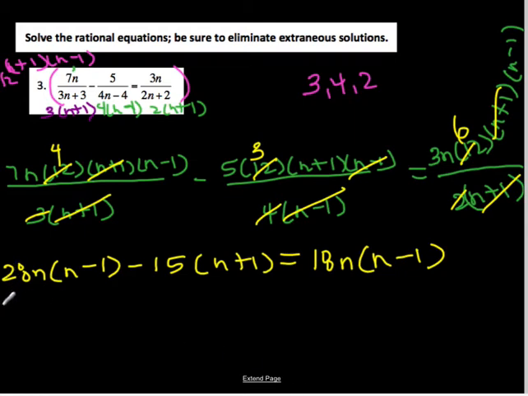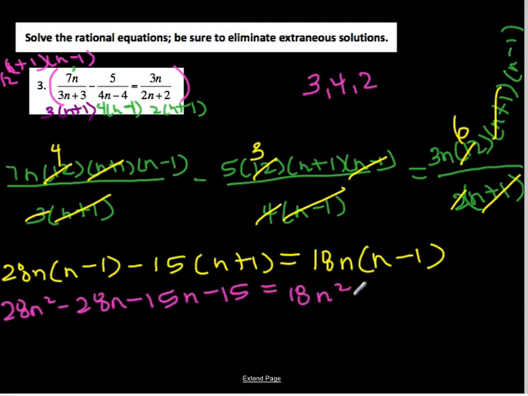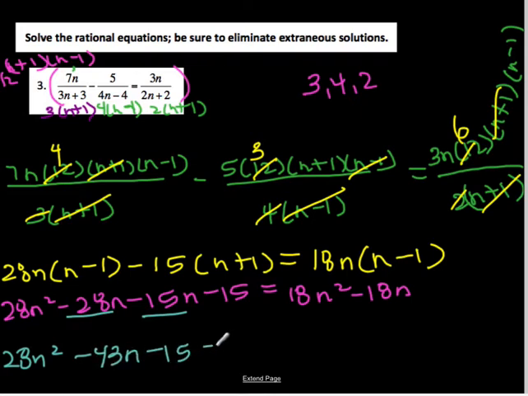So I would have 28n squared minus 28n minus 15n minus 15 is equal to 18n squared minus 18n. On my left-hand side, I'm going to go ahead and combine like terms. So I have 28n squared, negative 28 minus 15n will give me negative 43n. Minus 15 is equal to 18n squared minus 18n.